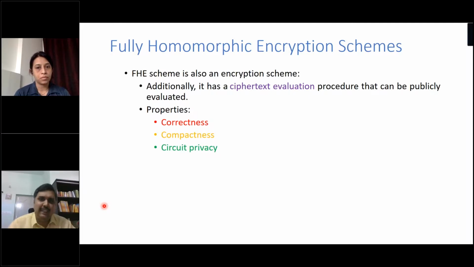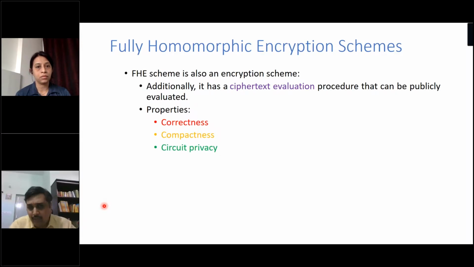formally, a homomorphic encryption scheme is like an encryption scheme: you generate a key, and you have encrypt and decrypt procedures, everything as usual. But it also has an additional ciphertext evaluation procedure that can be publicly evaluated, which means you need not have the secret key. There is also the usual correctness property. If you encrypt and then decrypt the corresponding ciphertext with respect to the secret key, you should get back the message.